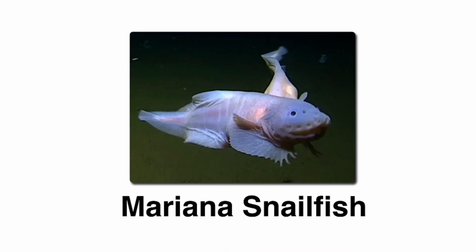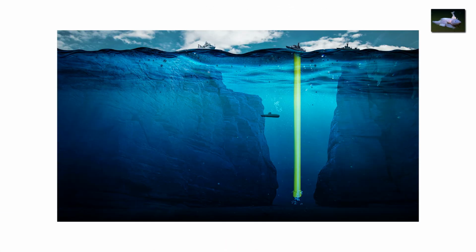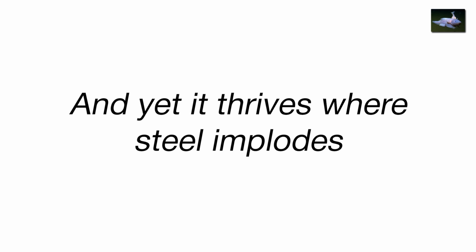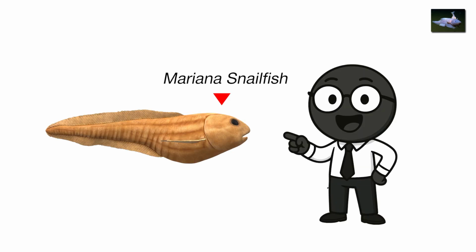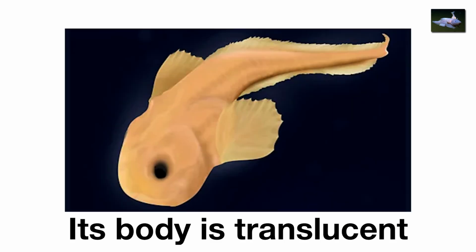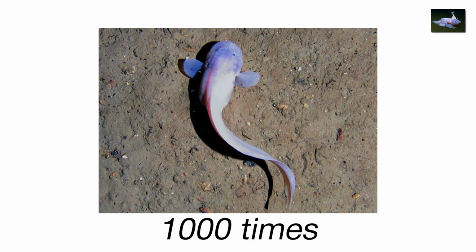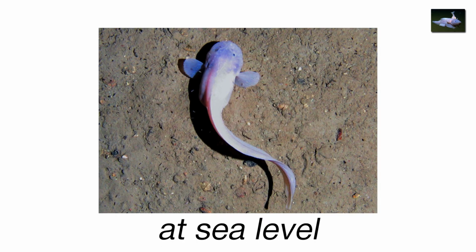Mariana snailfish, the champion of pressure. At the bottom of the world's deepest trench, nearly 11,000 meters down, lives a creature so fragile it looks like jelly. And yet it thrives where steel implodes. The Mariana snailfish holds the record as the deepest living fish ever found. Its body is translucent and boneless, designed to survive pressures over 1,000 times greater than at sea level.